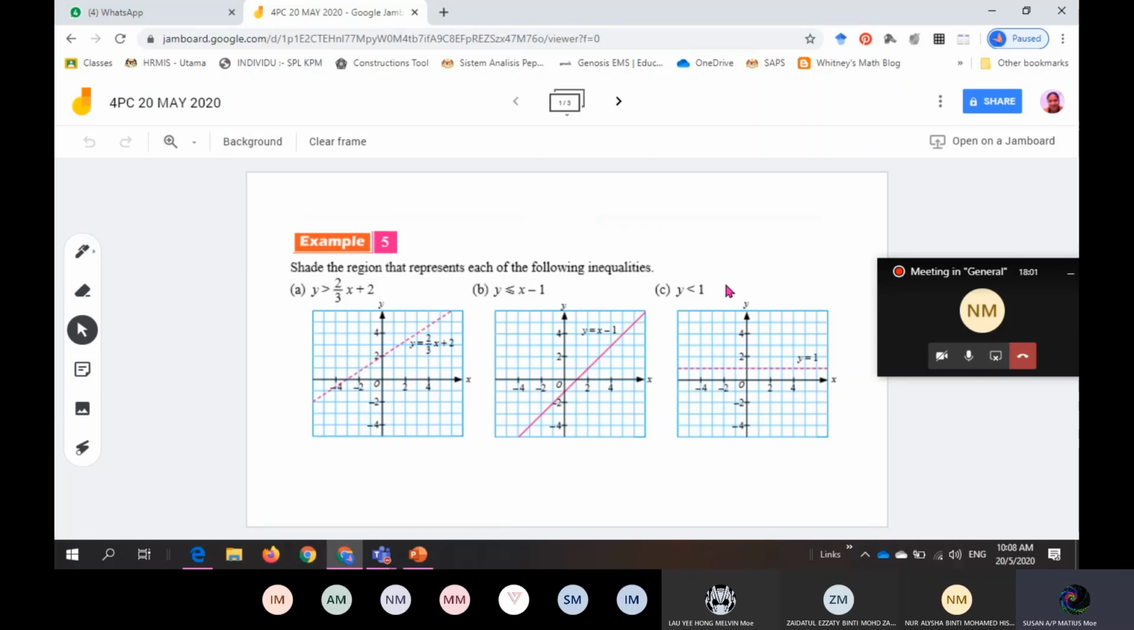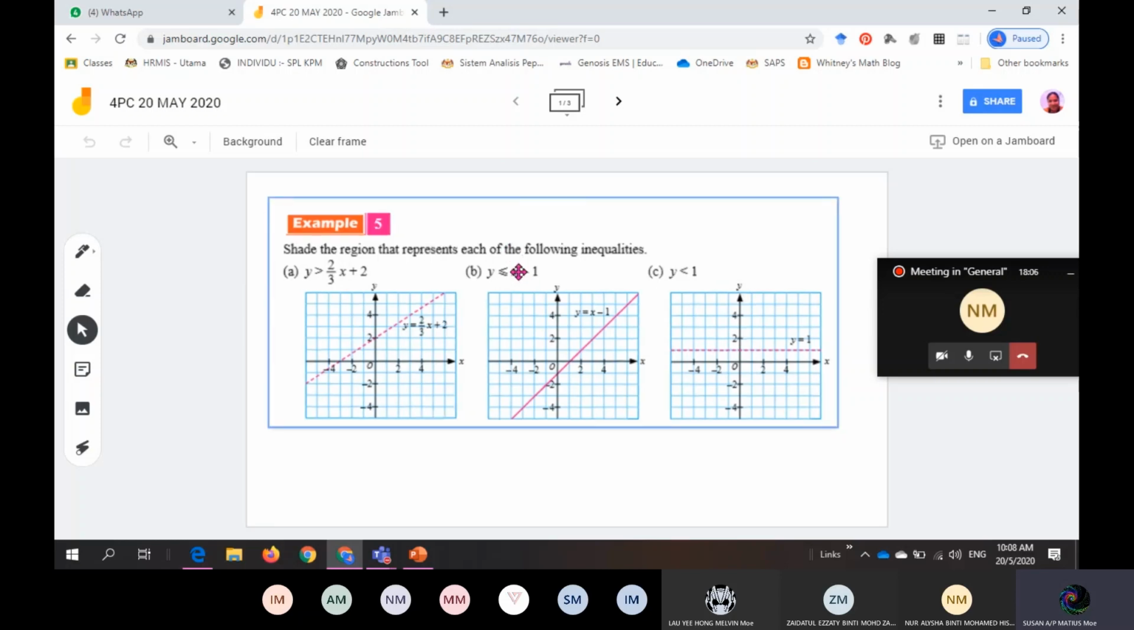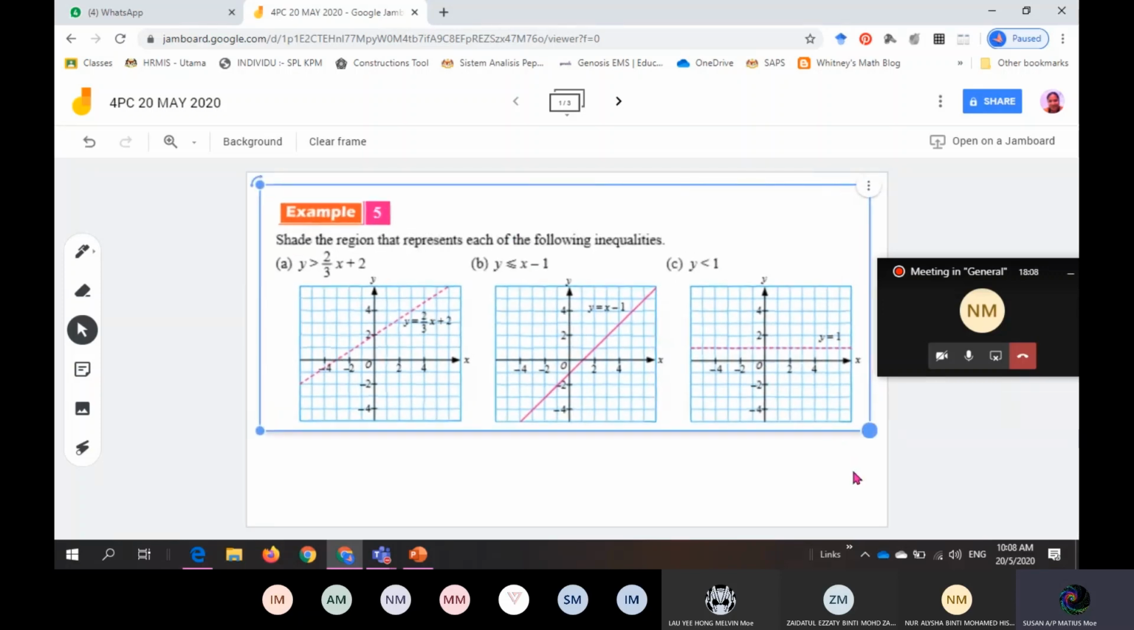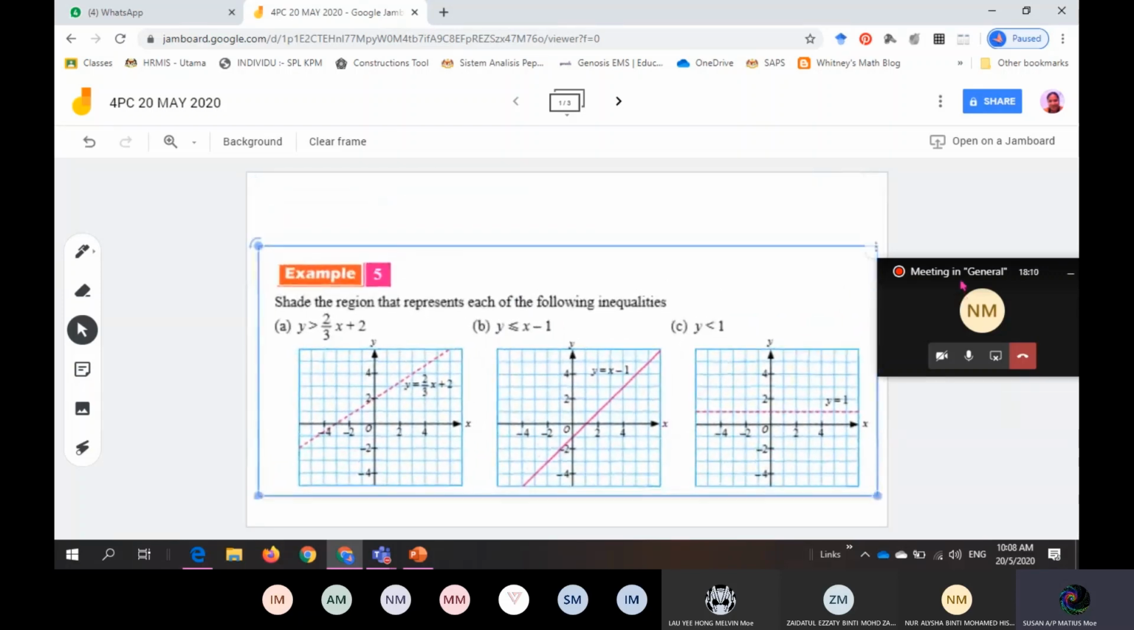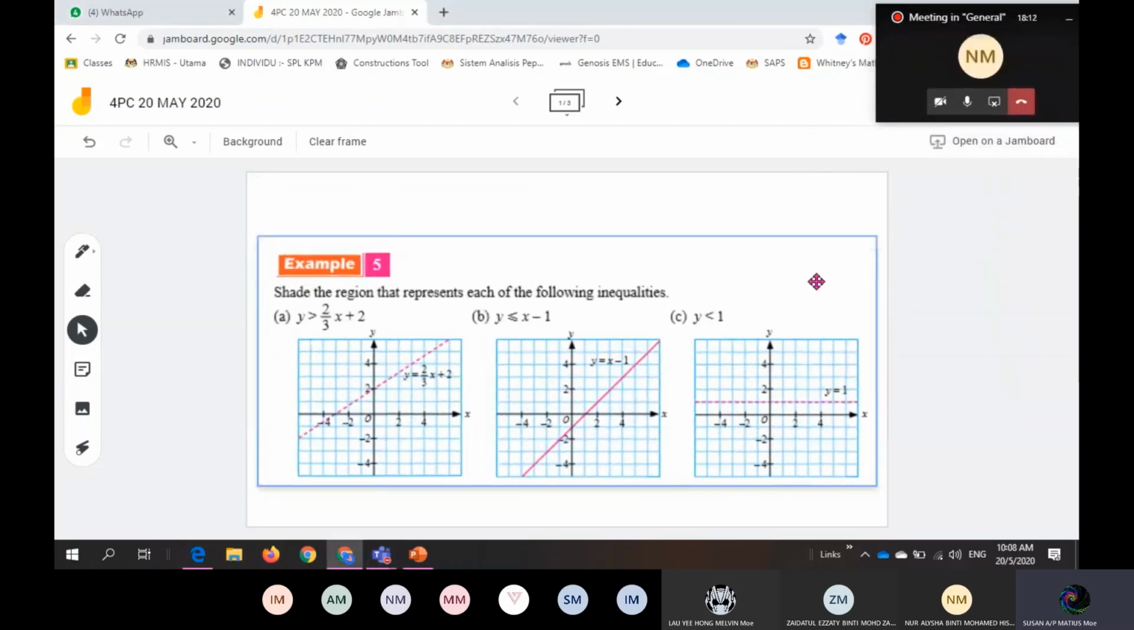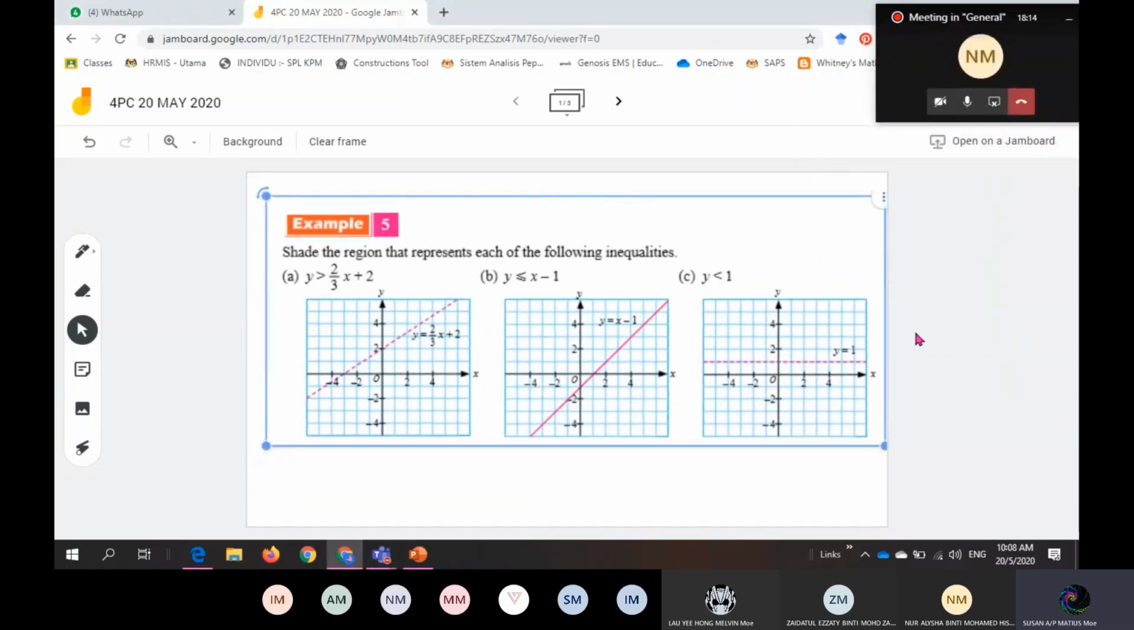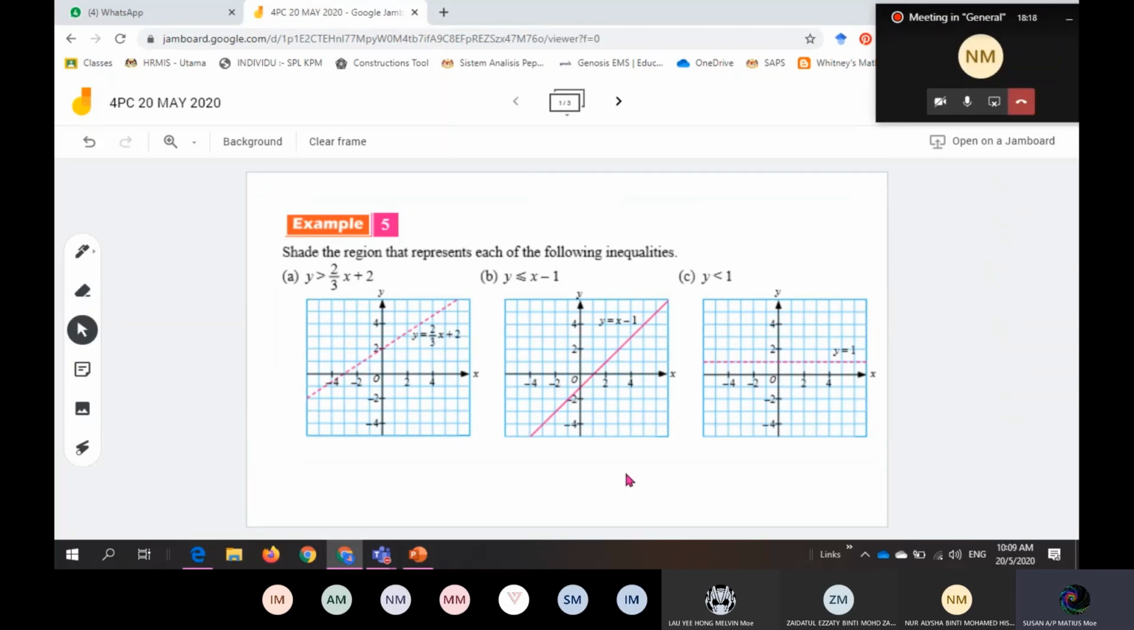Okay, so what are we going to do here? We are going to shade the region. Let me just make it a bit bigger. Okay, shade the region that represents each of the following inequalities.